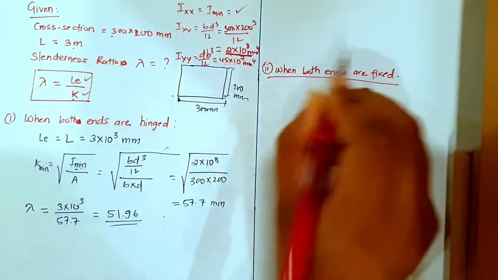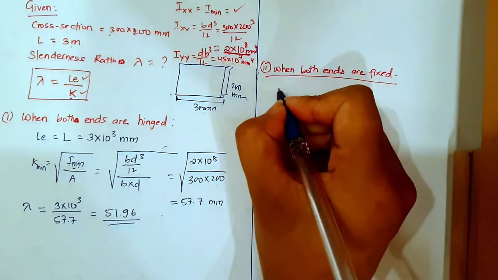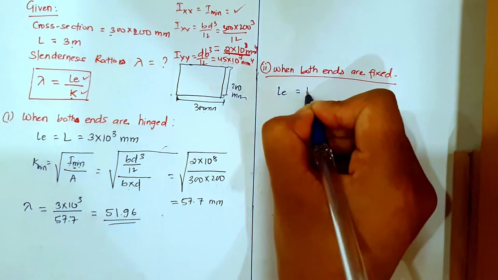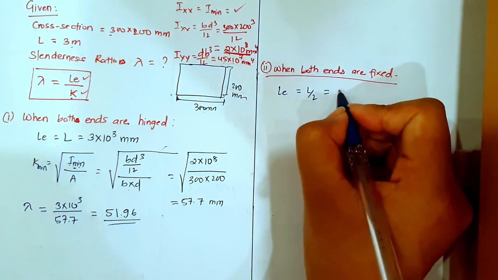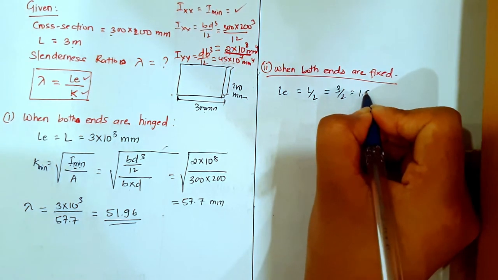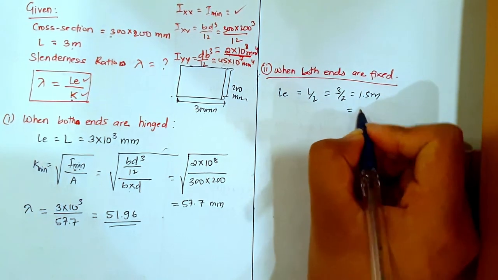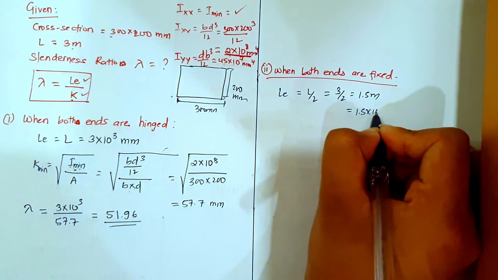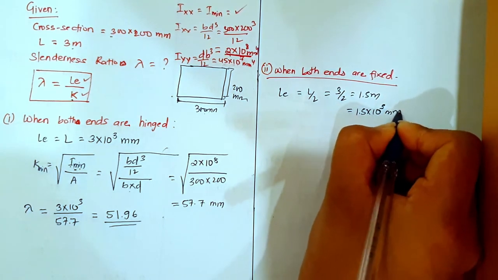So in this case, effective length LE will be equal to L by 2. So how much is L? L is 3 meter divided by 2, you get 1.5 meter. Now convert this meter to mm, you'll get 1.5 into 10 raised to power 3 mm.